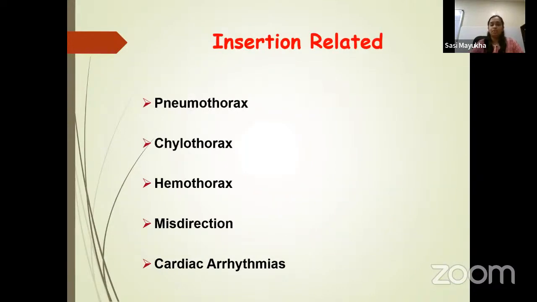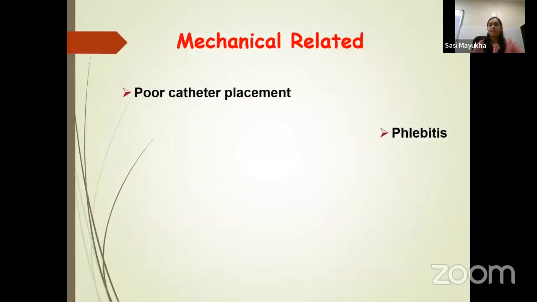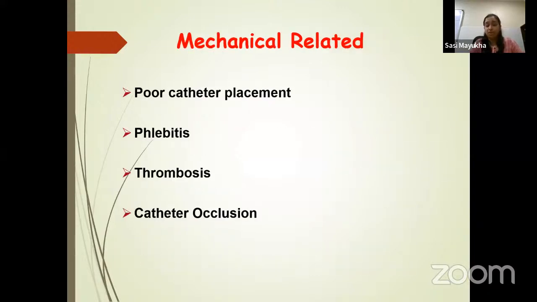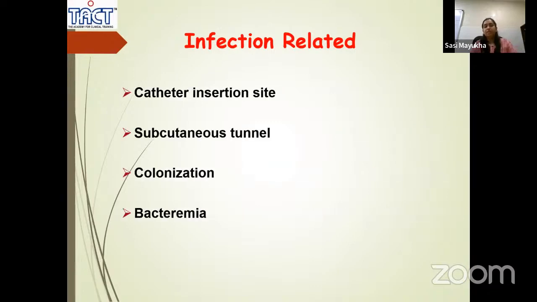So insertion related complications: there can be pneumothorax, chylothorax, hemothorax, cardiac arrhythmias, air embolus, arterial puncture, and nerve injury. Mechanical related complications are poor catheter placement. It can be too high up or very low down. Phlebitis, thrombosis, and catheter occlusion can occur. Infection related, there can be a catheter insertion site infection, a tunneling or subcutaneous infection, colonization and bacteremia.